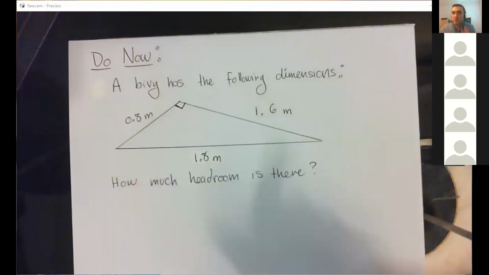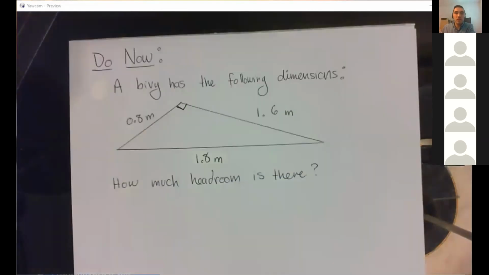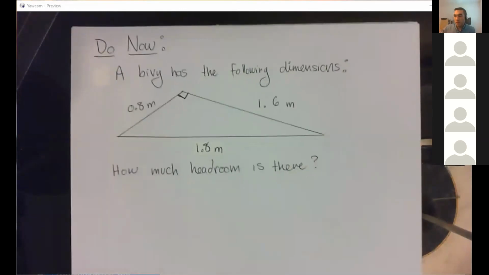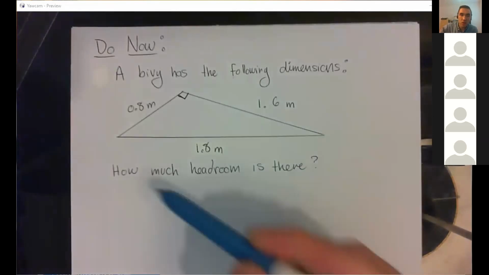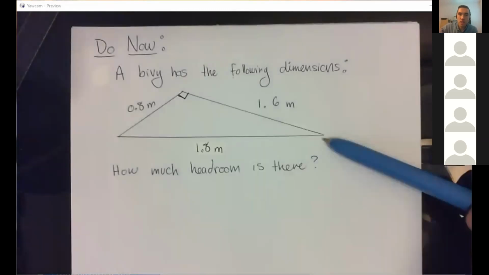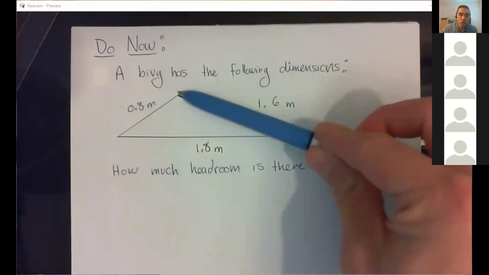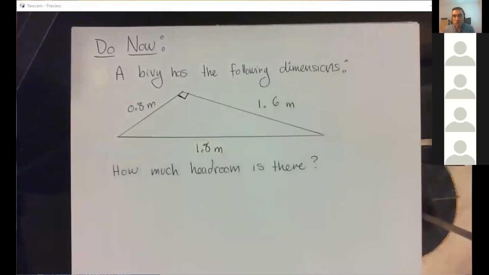Okay, fixed. So a bivy has the following dimensions. The length down here is 0.8. This length is 1.6. This is a 90-degree angle. And then this is 0.8 meters. So my question to you is, how much headroom is there inside of this bivy?